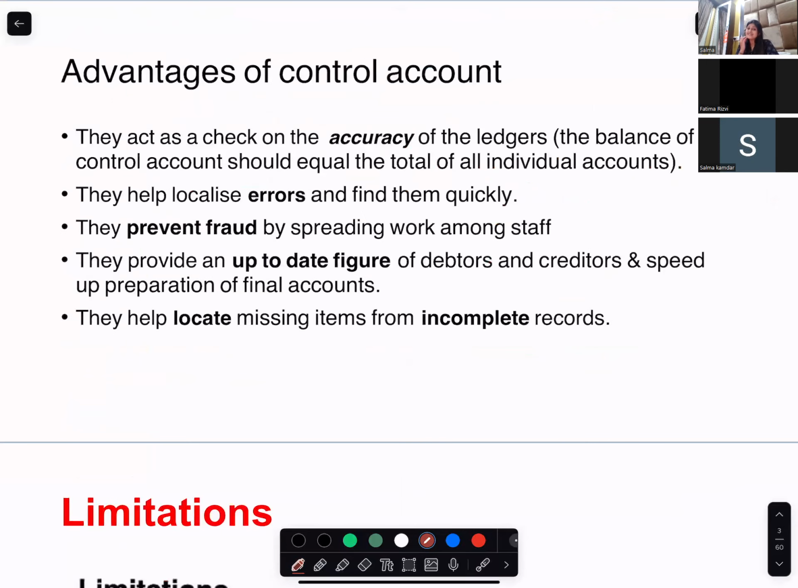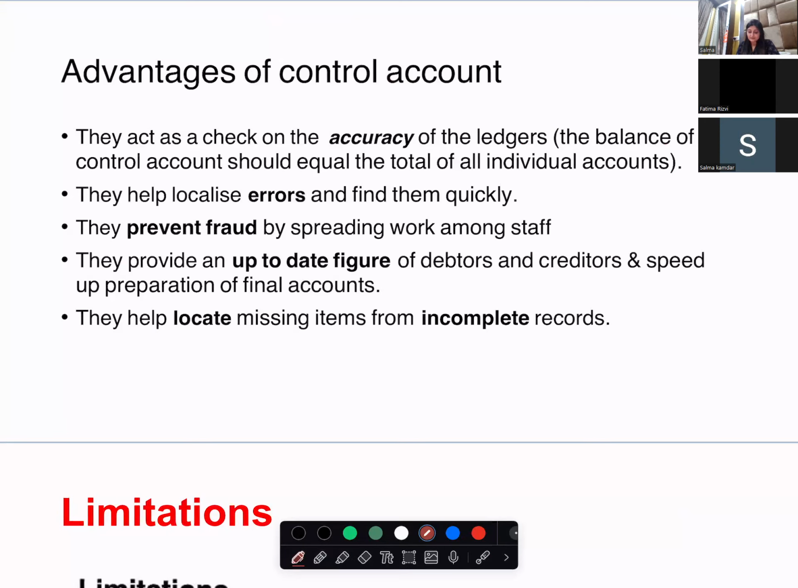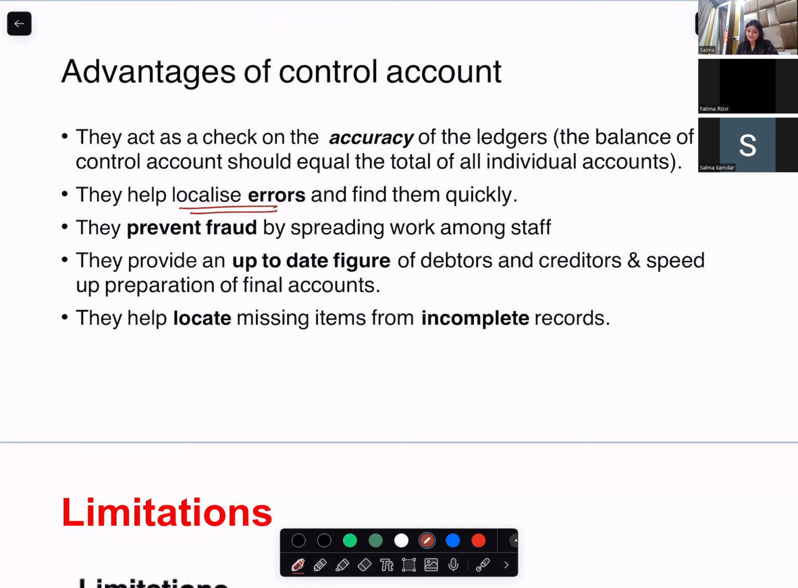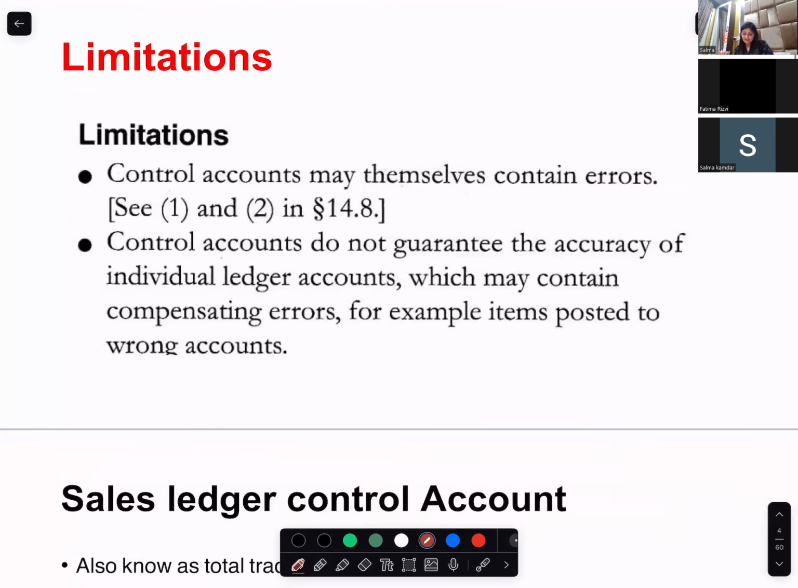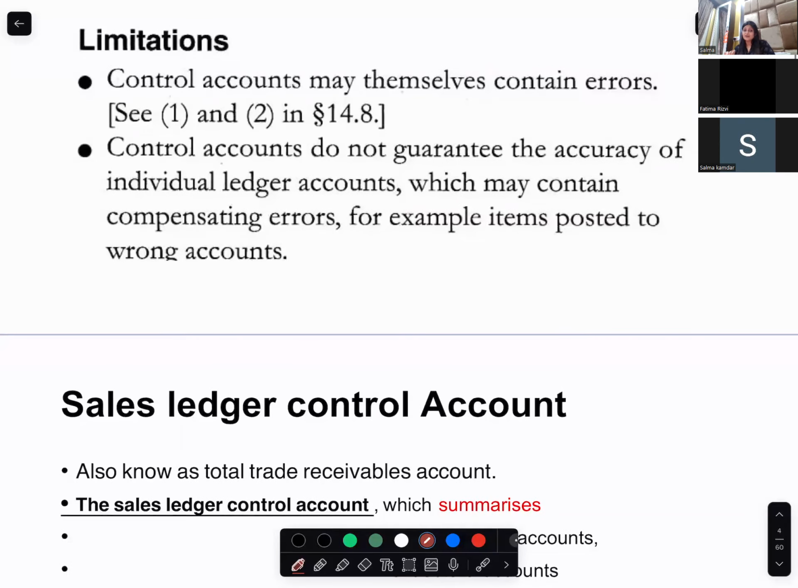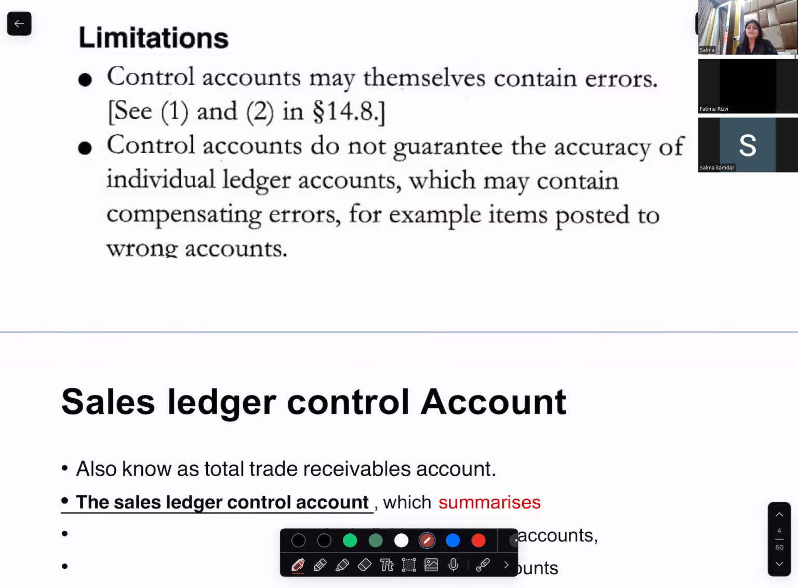What is the advantage of preparing the same accounts by different people? To help locate mistakes, errors, to prevent frauds, and to locate any missing items from incomplete records. So you will learn these advantages. It will help you to localize errors, prevent frauds, and find the missing items from your incomplete records. The limitation of having a control account is that sometimes the control account itself contains errors.